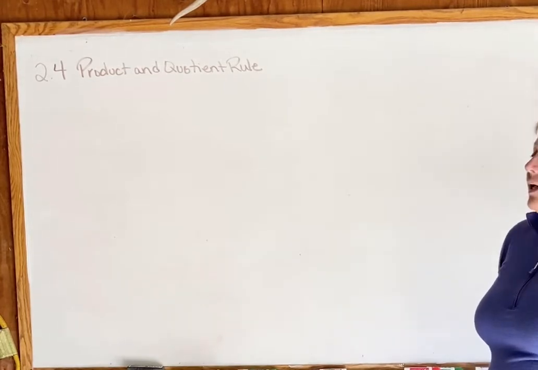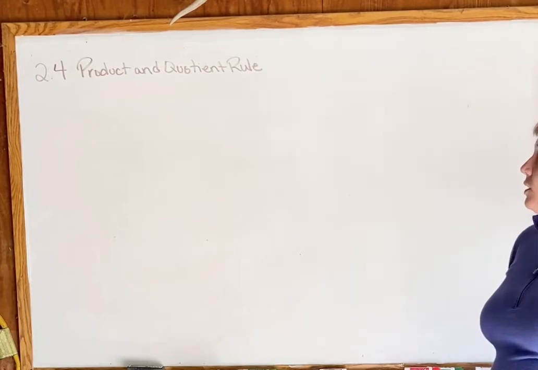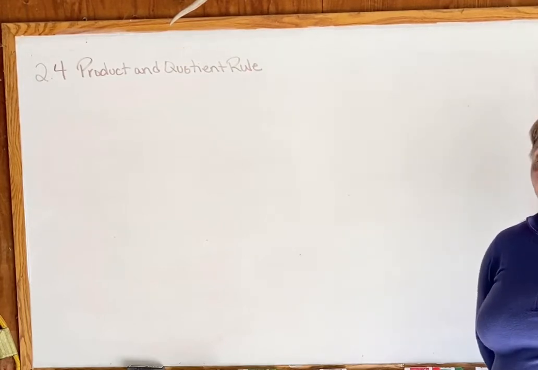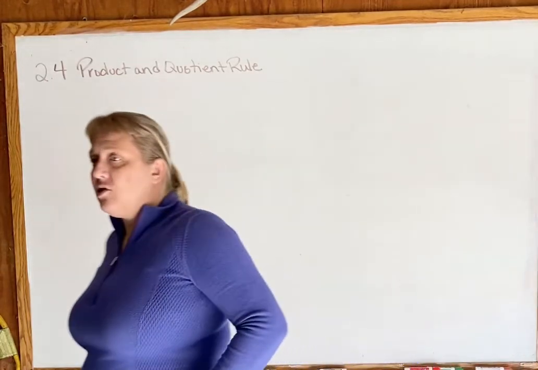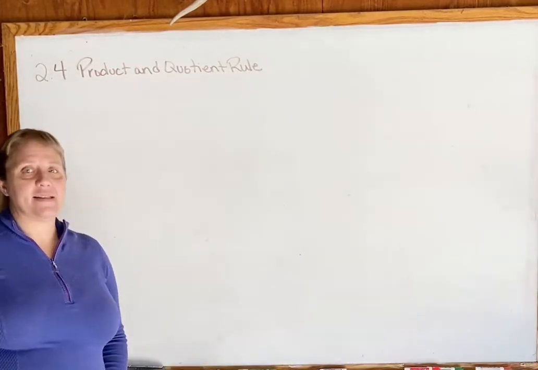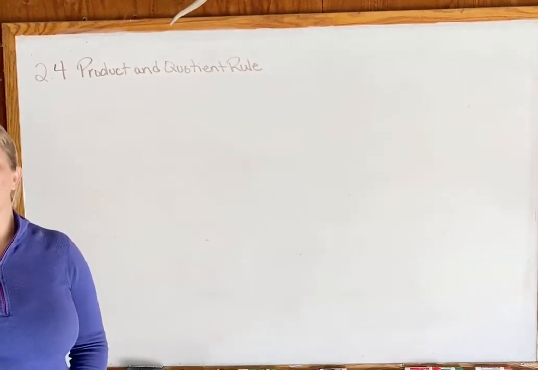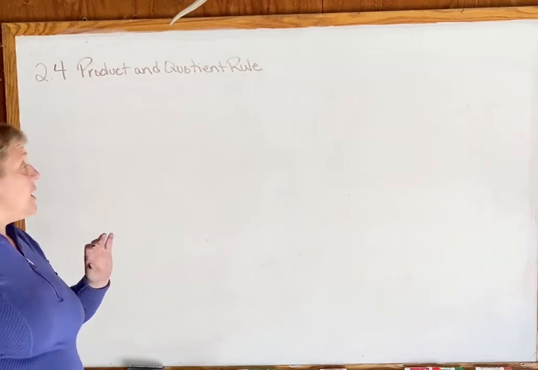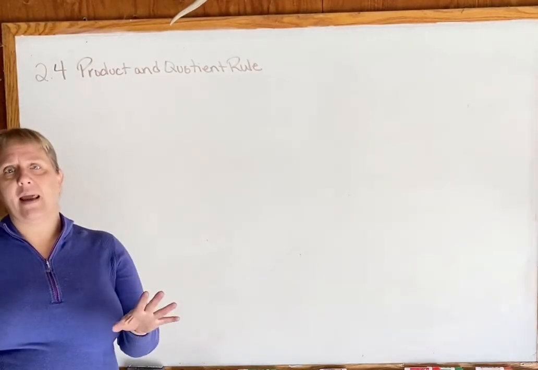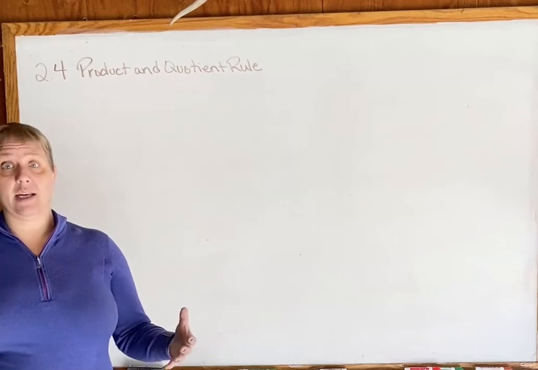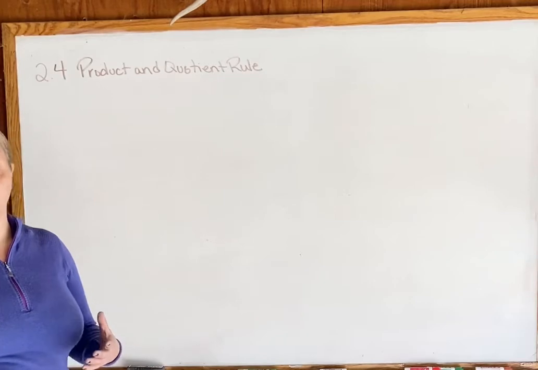Today we are going to look at 2.4. 2.4 is the product and quotient rule. If you remember back in 2.2, we learned some of the basic rules for taking the derivative so that we can take the derivative of almost any polynomial we're given. So we're good to go with our basic rules, but now we're going to see some uglier equations, and we need to take the derivative of some uglier equations.